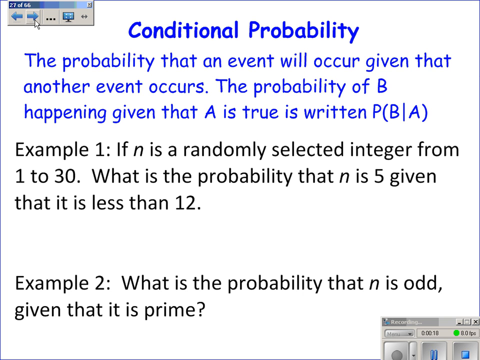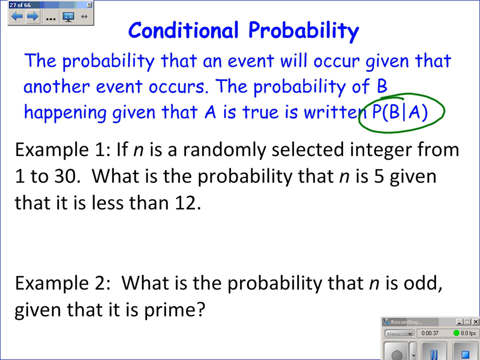So what is a conditional probability? It is the probability of an event that will occur given that some other event occurs. The probability is written this way, which means the probability of B given that A is true.